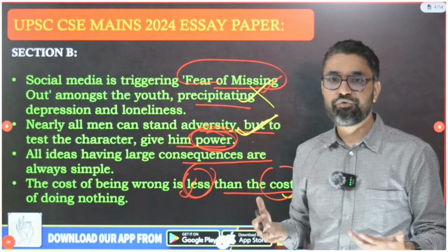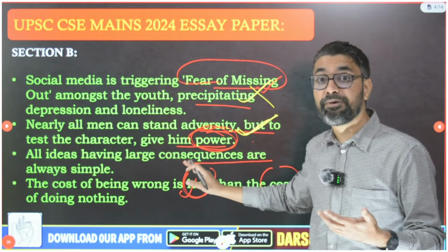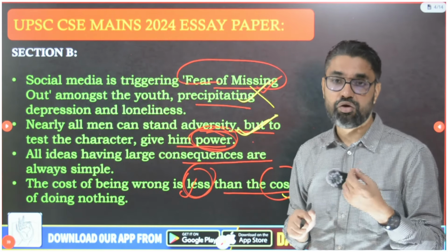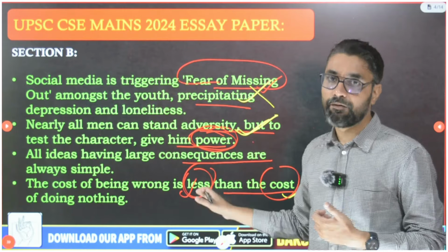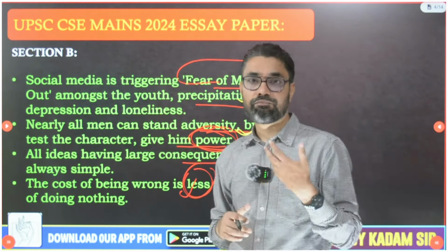So you can use some 4 or 5 examples and show, okay, that sometimes it's better to stay idle than taking a wrong choice or taking a wrong decision, how it can backfire. Okay, so this is how you can even tackle this 4th essay.